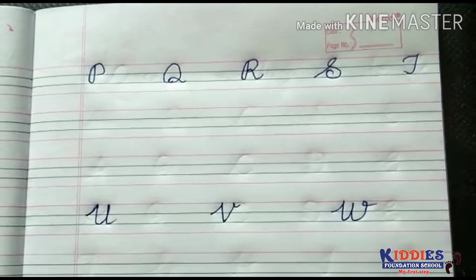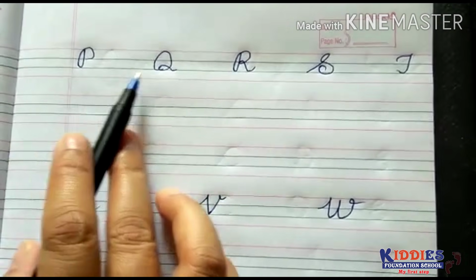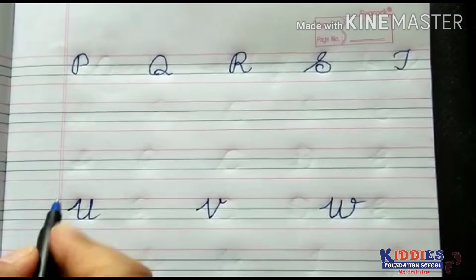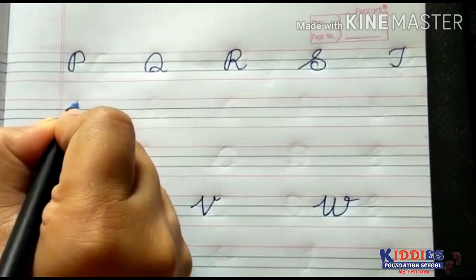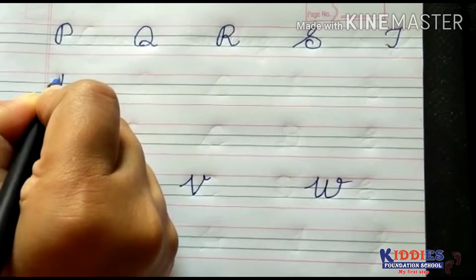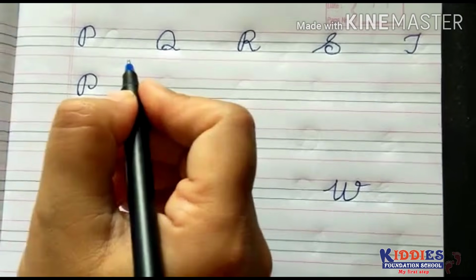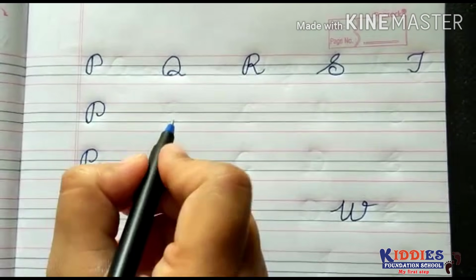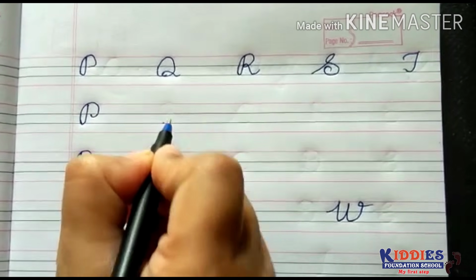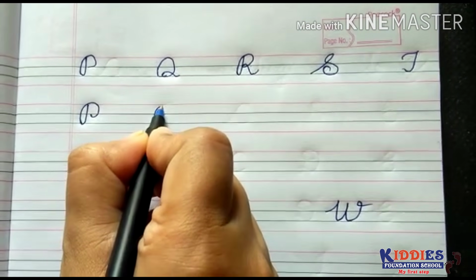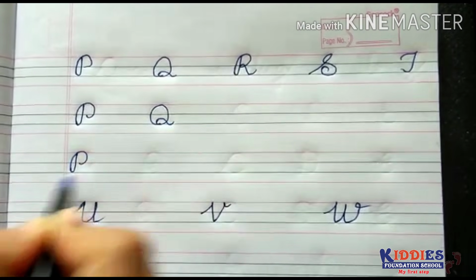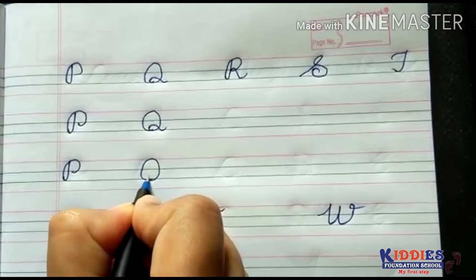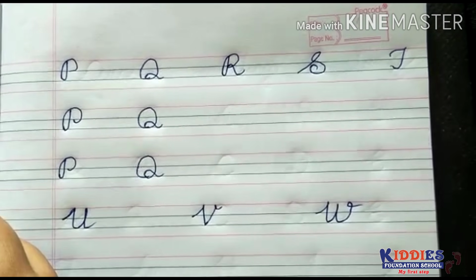Now children, we are going to write the cursive letter P, Q, R, S and T. Look at here how to write the letter P. From red line down like this. Q. Q starts from the blue line. Blue line to red line, then Q. Blue line to red line, then like this, Q.